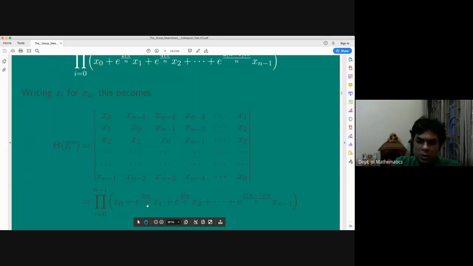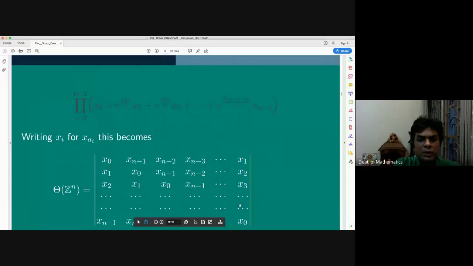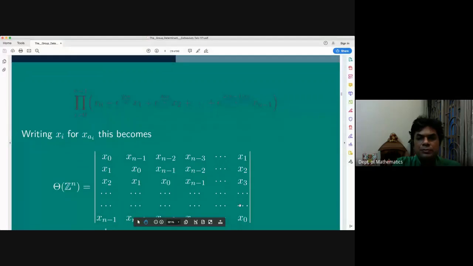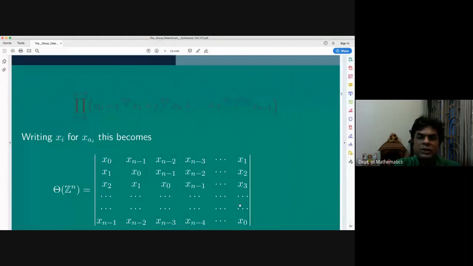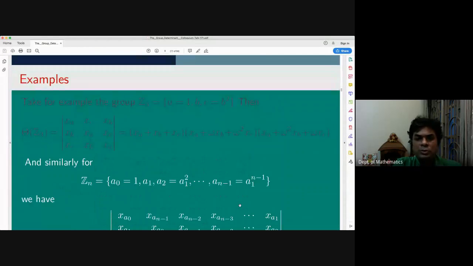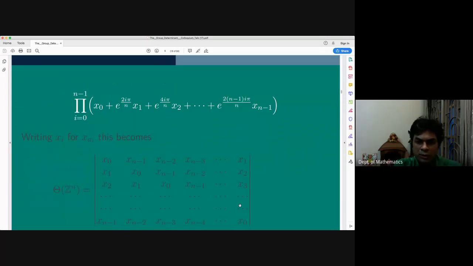Okay. What are the coefficients? If you see the coefficients, you see the occurrence of roots of unity in the coefficients. Obviously, what is this e to the 2 pi i over n? That is just the nth root of unity. Okay, so these are the coefficients. Even if you go back to the case of Z3, you see that you have omega squared. What are these? These are cube roots of unity that are not 1.